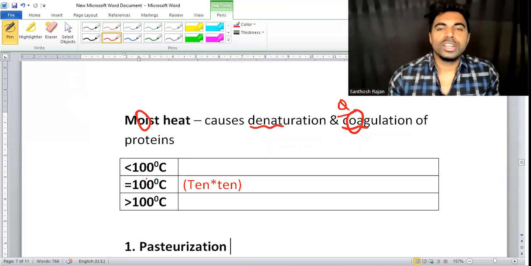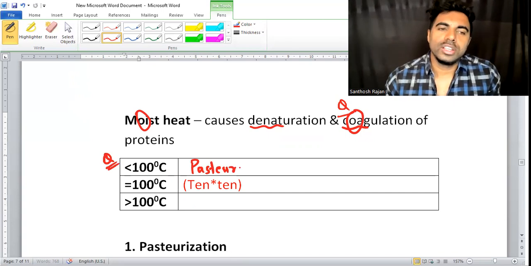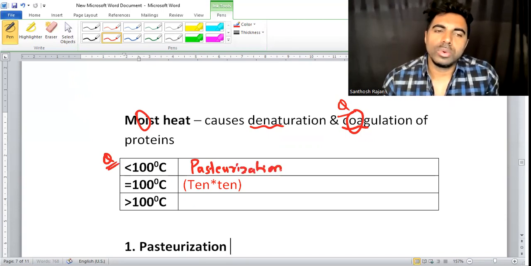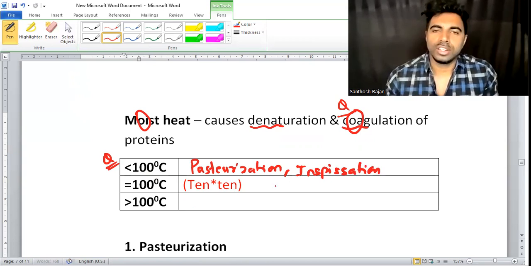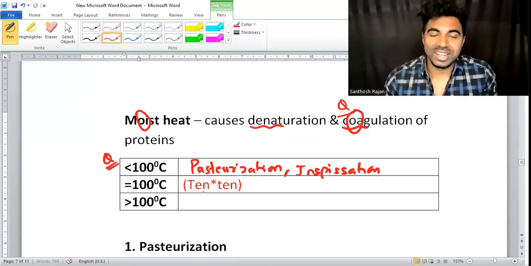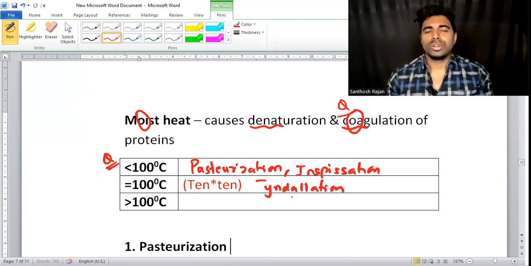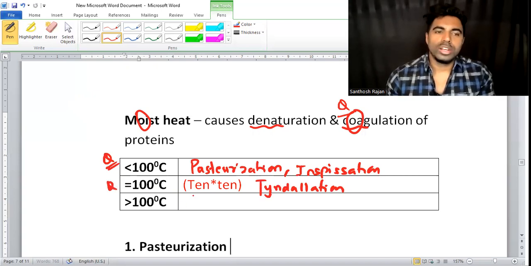Coagulation. Okay. Now, less than 100 degrees. What are the things you remember? One important thing is your pasteurization question. In the moist state, temperatures less than 100 degrees are used for pasteurization. And the other one is inspissation. Less than 100 degrees. You always confuse inspissation and sterilization. How to remember? 100 means exactly 100, so 10 into 10, 10 by 10. Sterilization. 100 is 10 into 10: sterilization. That's the question. And more than 100, of course, your favorite autoclave. Got it? Yes.